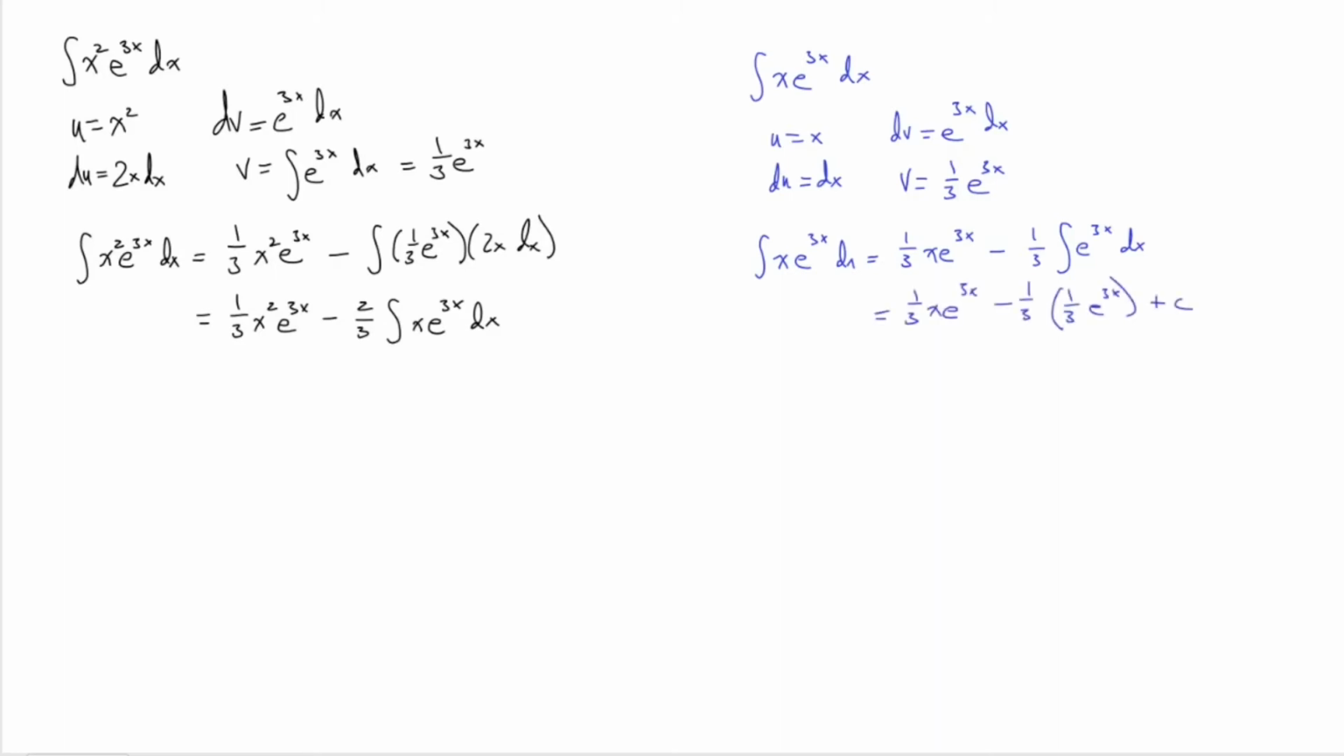And once again, we've already computed the integral of e to the 3x dx. We did it when we found v just a moment ago and also in the original integral. The integral of e to the 3x dx is still 1/3 e to the 3x. And combining the constants, we get this result right here.